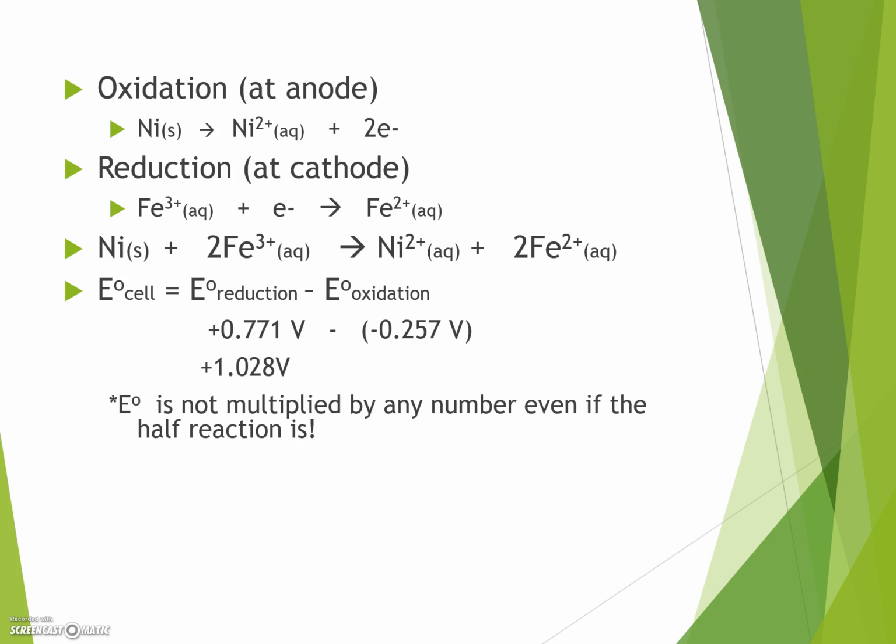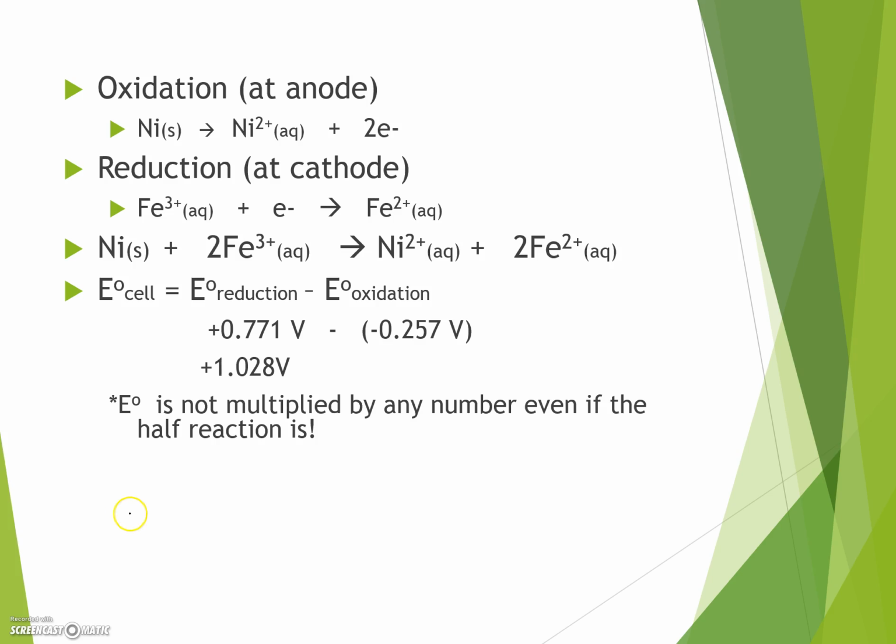And in order for us to do this problem correctly, we should get a positive E0 cell every time. If we calculate that value and it comes up negative, it means that we switched the oxidation and reduction reactions around. The other thing we need to notice is that even though we multiplied the reduction half reaction by 2 to balance the equation, we're not multiplying the standard reduction potential.